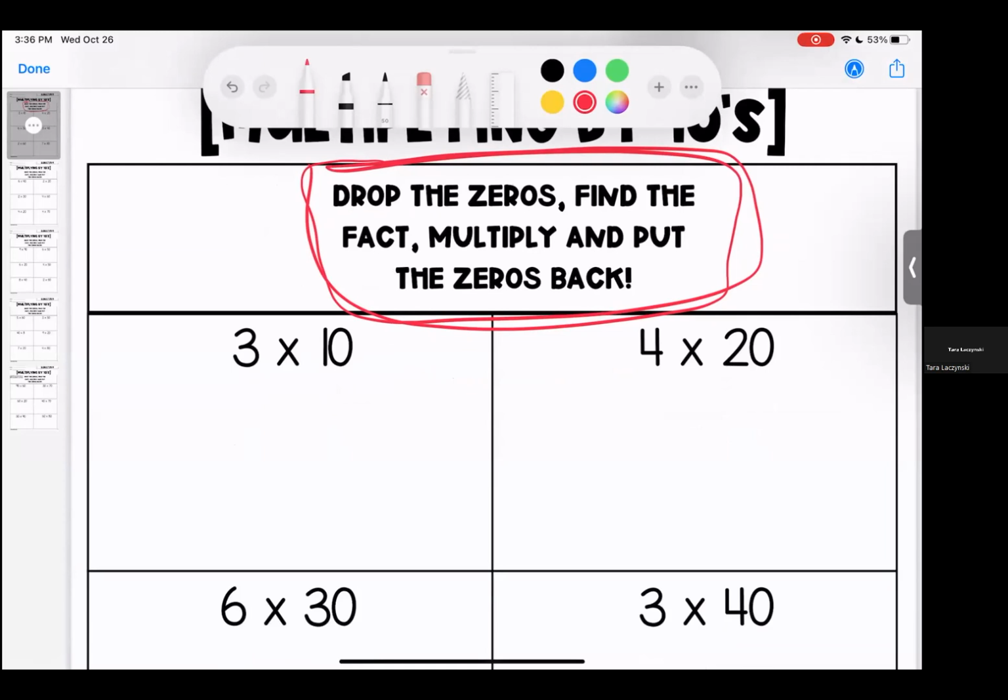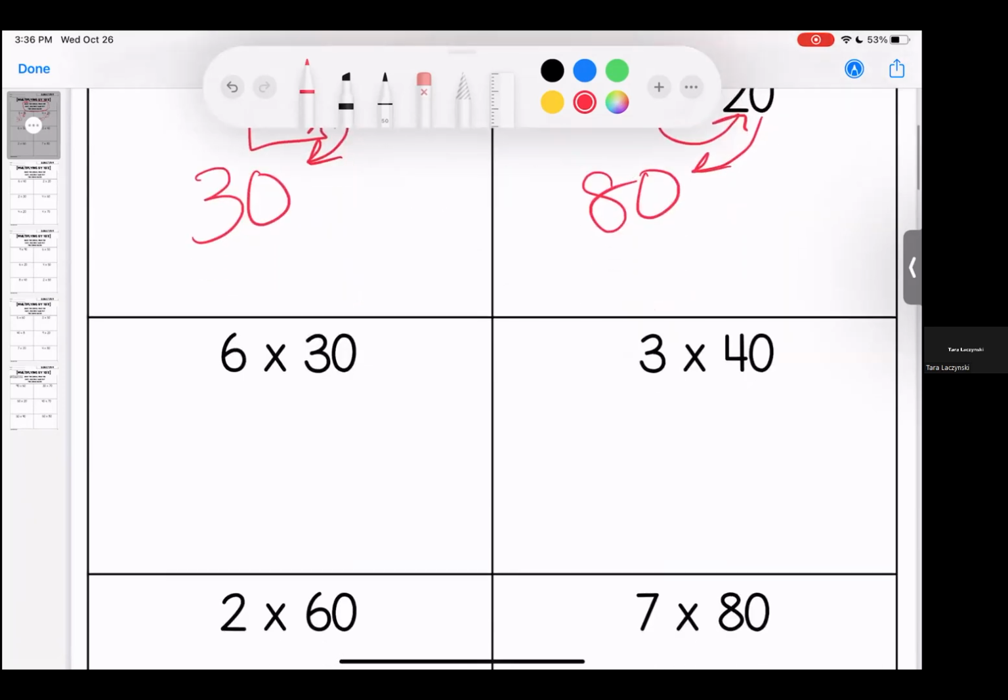Remember that we can physically cross out the zero, or we can do this with our brain. So we ignore the zero, we find the fact. 3 times 1 is 3. We multiply, we put the zero back. So 3 times 10 is 30. 4 times 2 is 8. Bring our zero. 4 times 20 is 80.